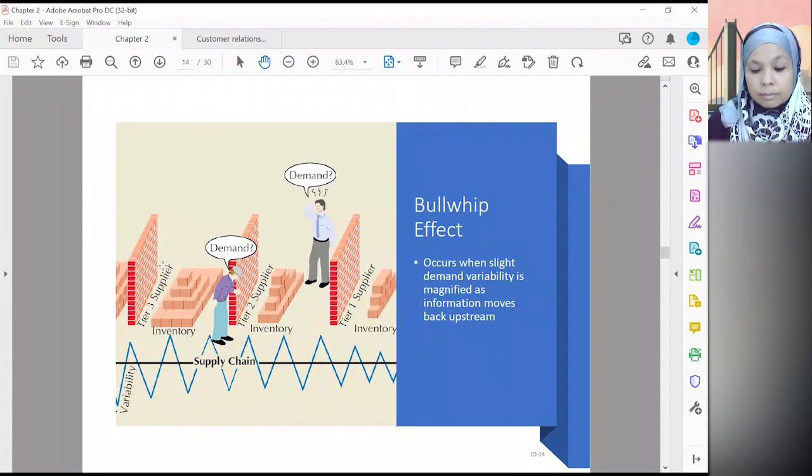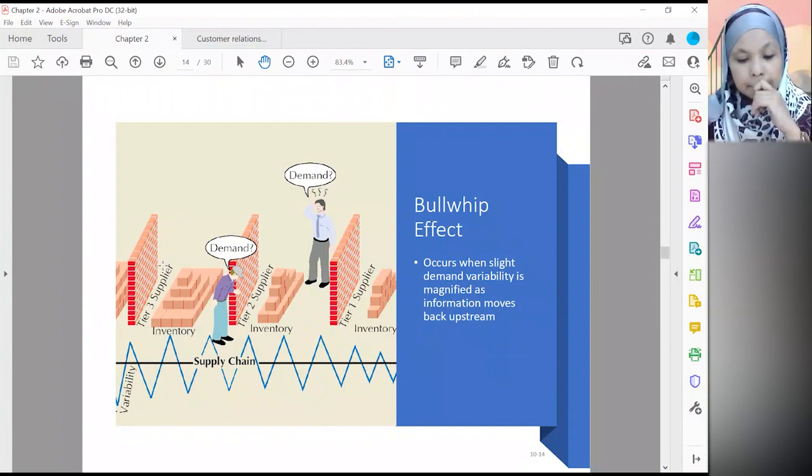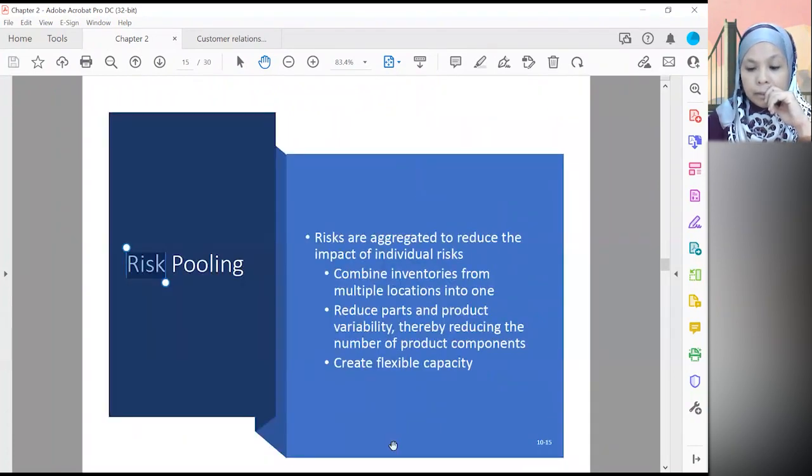Okay, madam. Alright. Okay, risk pooling. So risk pooling is... Are you seeing risk pooling on your screen? No, madam. Still the bullwhip effect. Miss, okay, it is not moving. Wait a moment. Alright, it's forever.